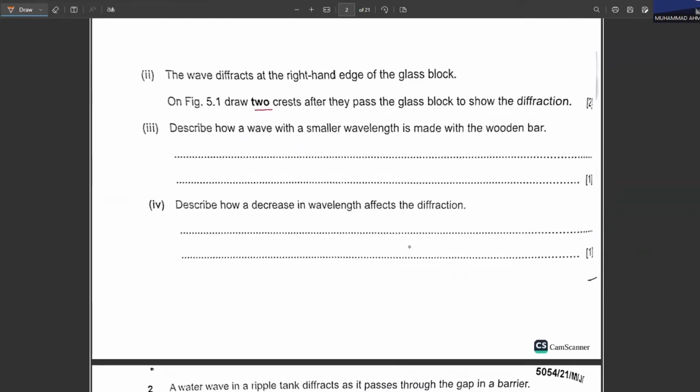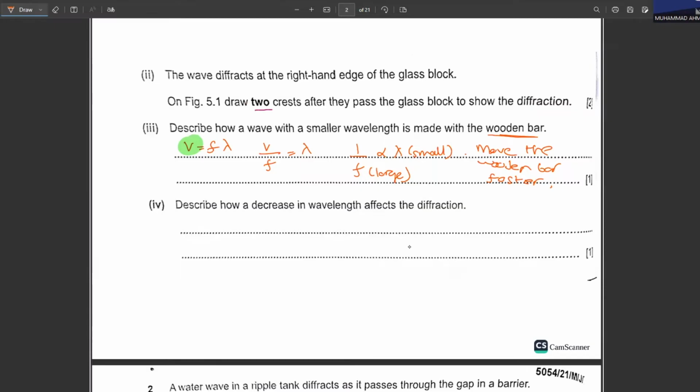Describe how a wave with a smaller wavelength is made with the wooden bar. If you need a smaller wavelength, what do you need to do? Velocity is equal to frequency times lambda. Velocity is a constant thing whenever you are making a wave. Okay, so if velocity is constant, frequency and lambda will be what? Inversely proportional. If you want a smaller lambda, your frequency should become large. So what will you say? Move the wooden bar faster, or you can say with more speed.